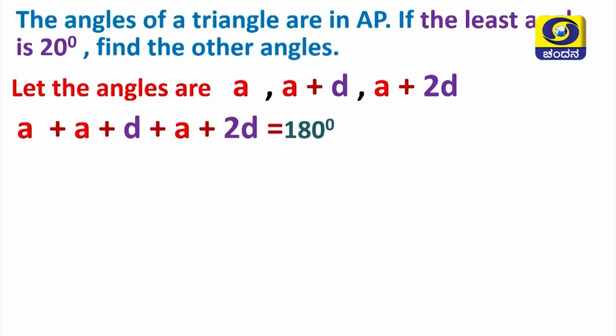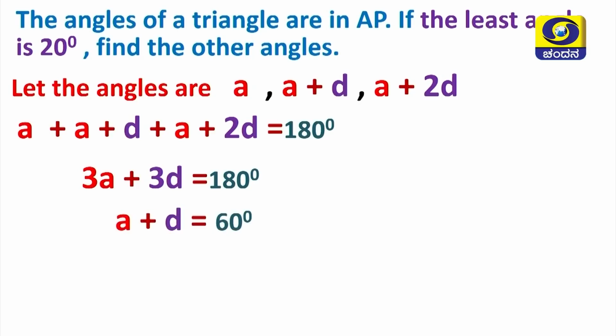You know the sum of the 3 angles is 180. Therefore, a plus a plus d plus a plus 2d is equal to 180. Sum of the 3 angles is 180. a plus a plus a is 3a, d plus 2d is 3d. So, 3a plus 3d is equal to 180. Agreed, my dear children? I am dividing all of them by 3. 3 1s are 3, 3 1s are 3, 3 60s are 180. So, it is a plus d is equal to 60.